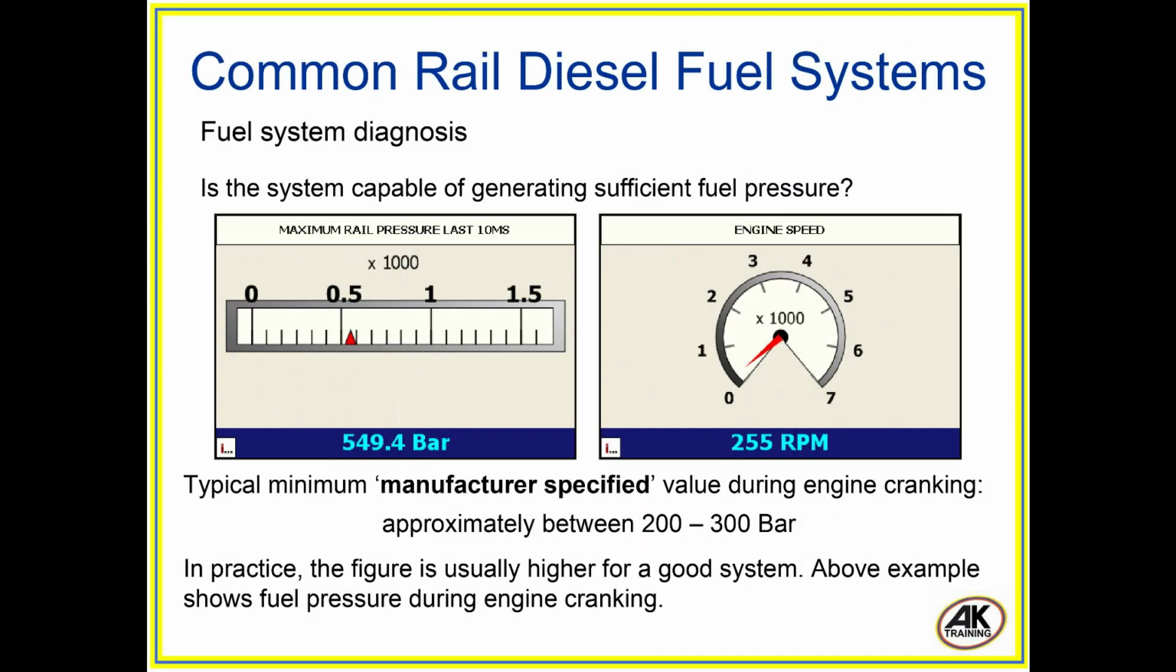Fuel system diagnosis. Is the system capable of generating sufficient fuel pressure? Typical minimum manufacturer-specified value during engine cranking is approximately between 200 to 300 bar. In practice, the figure is usually higher for a good system. The above example shows fuel pressure during engine cranking.